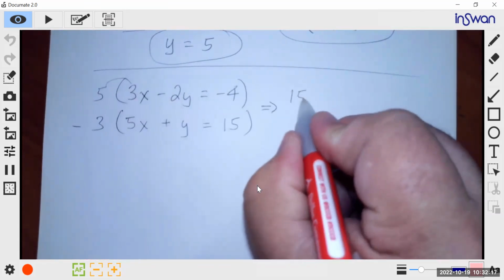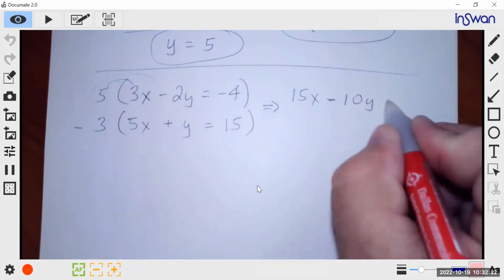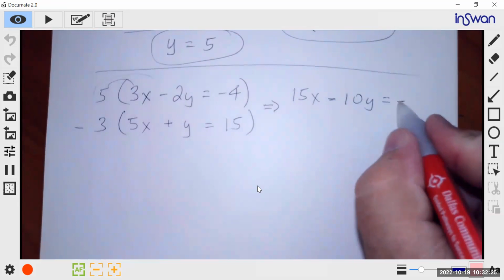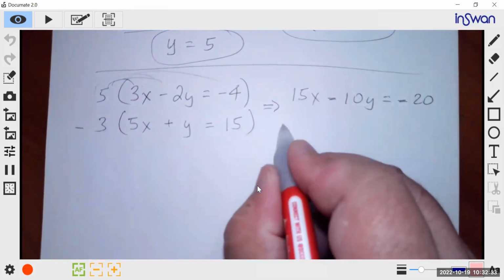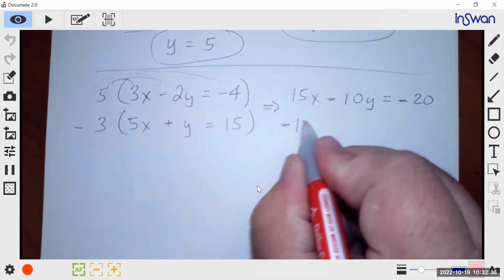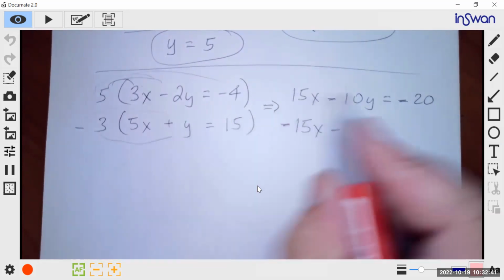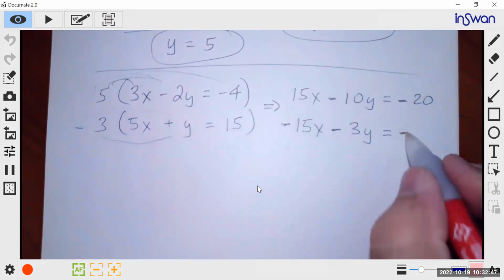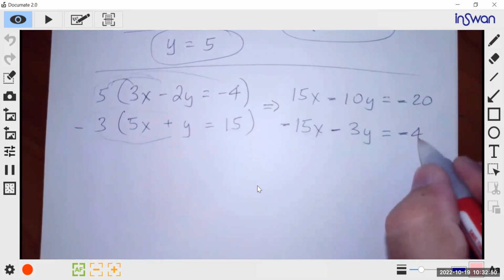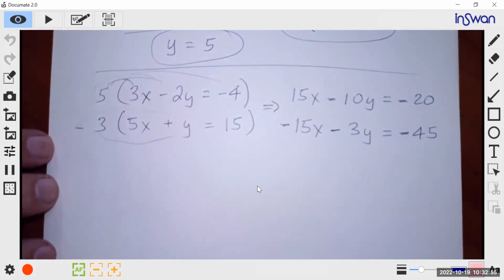Five times 3 is 15x. Positive and negative is a negative. 5 times 2 is 10y. Positive, negative is a negative. 5 times 4 is 20. You have to multiply all the way across. Negative times positive is a negative. 3 times 5 is 15x. Negative, positive is a negative. 3 times 1 is 3y. Negative times positive is a negative. 3 times 15 is 45. So far, so good?